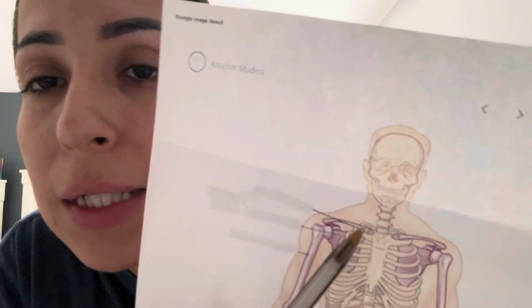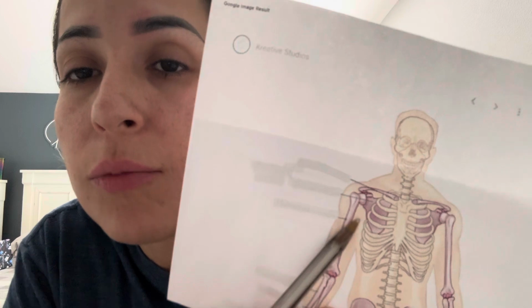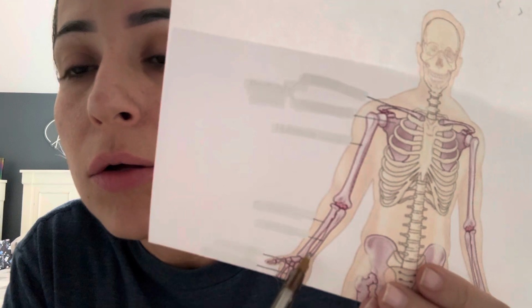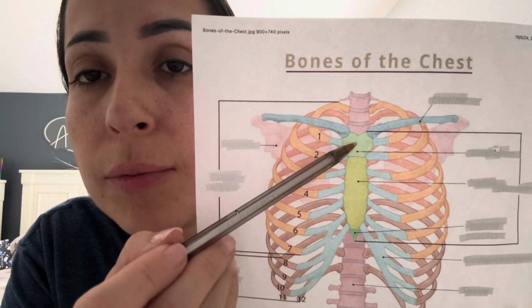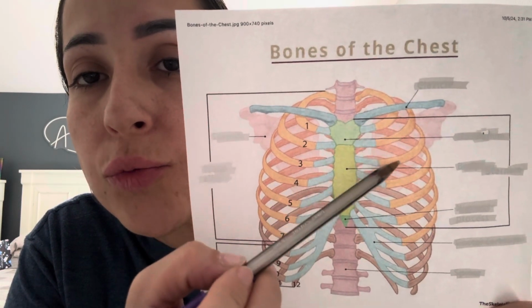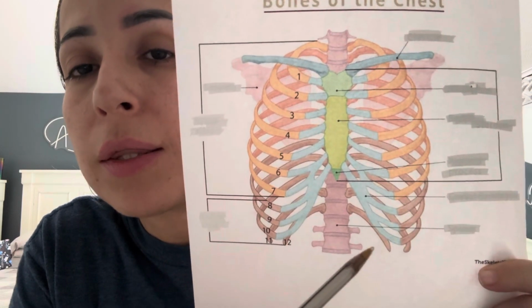Okay, so we're gonna get started with the pectoral girdle. This is the clavicle, this is the scapula, this is the humerus, this bone right here is the radius, and this is the ulna. Now we're gonna go to the thoracic cage. The thoracic cage is made up of the manubrium of the sternum, body of the sternum. These are your true ribs right here. These are your false ribs right here, and these are your floating ribs right here, these two right here.